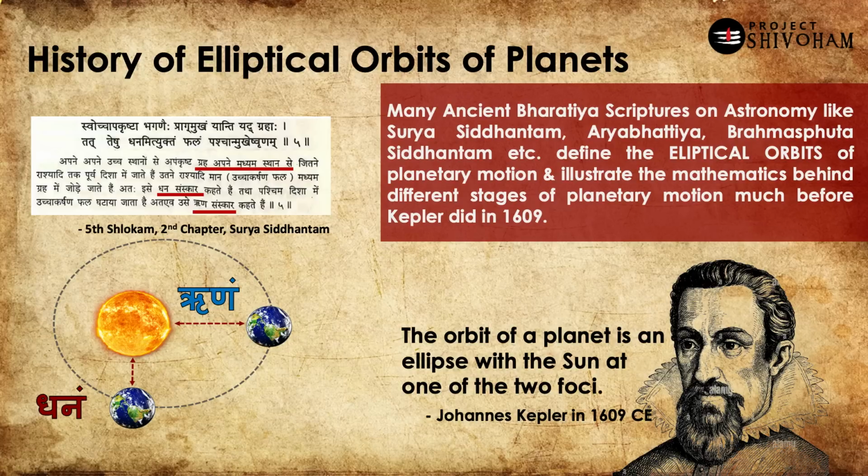And here it is. You check any ancient Bharatiya scriptures on astronomy like Surya Siddhantam, Aryabhatiya, Brahmasputa Siddhantam. Everywhere the planet's orbit is defined as an ellipse. Elliptical orbits are very common. In fact, the very sloka that we just saw for Dhanam and Runam clearly defines that the orbit of a planet is elliptical, thousands of years before John Kepler did, but nowhere would we learn about these facts in any of our schools. All we still learn is that John Kepler first discovered that planets revolve in elliptical orbits.